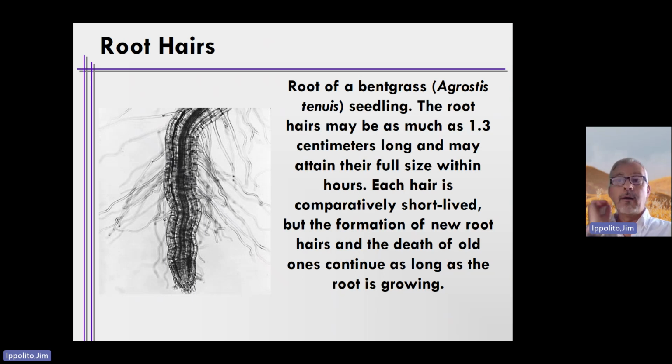So this is a picture of the apical meristem, likely the root cap of bent grass. The root hairs are what you see that look like silhouettes coming off the root itself. These, it says, can be as much as 1.3 centimeters long, and they can attain their full size within hours, which is unbelievable. All right.